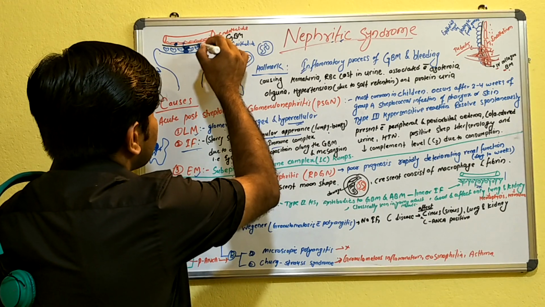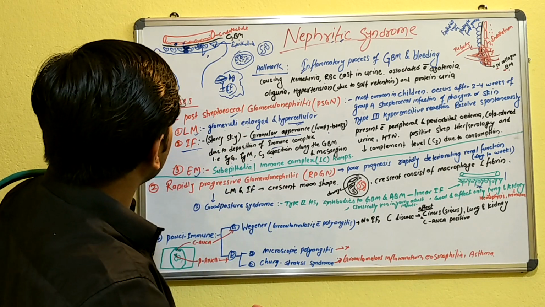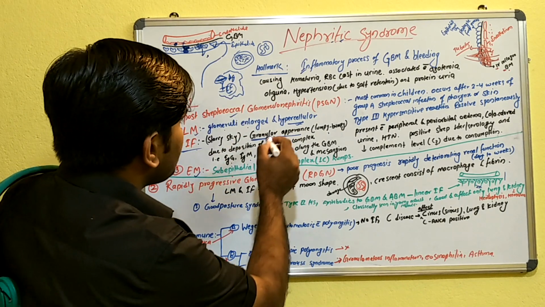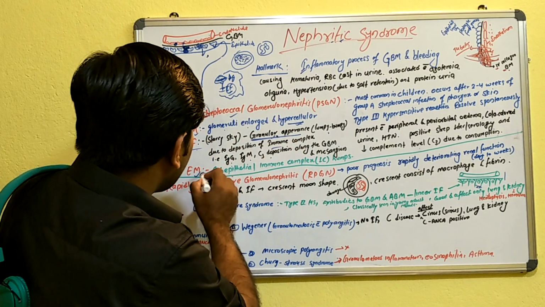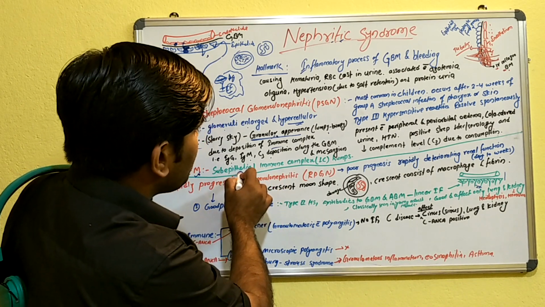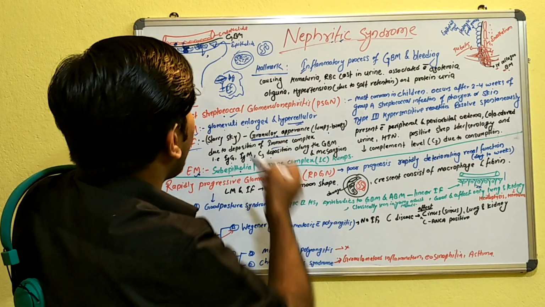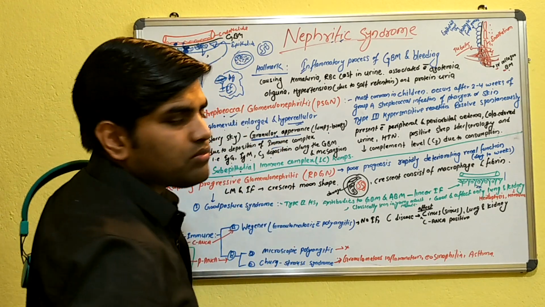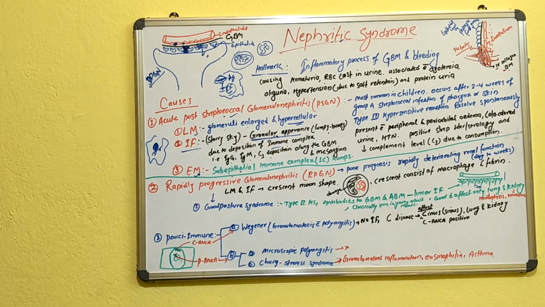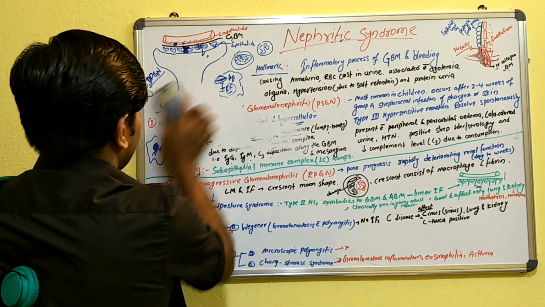Subepithelial hump. What is the same in immunofluorescence? There is another disease which we will discuss, diffuse proliferative glomerulonephritis, which is a cause of nephritic syndrome, and that will also have this granular appearance on immunofluorescence. But on electron microscopy, how will you differentiate? This is a subepithelial immune complex hump of acute PSGN, but DPGN, diffuse proliferative glomerulonephritis, will have a subendothelial hump. Okay, so I think you are clear about it. So let me.